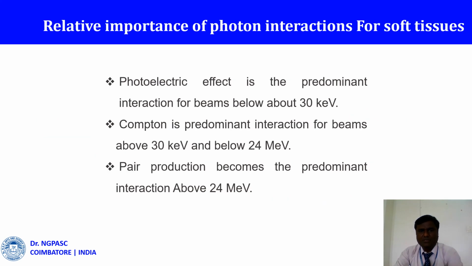Relative importance of photon interactions for soft tissues. The photoelectric effect is the predominant interaction for beams below about 30 keV. Compton is the predominant interaction for beams above 30 keV and below 24 MeV. Pair production becomes the predominant interaction above 24 MeV.